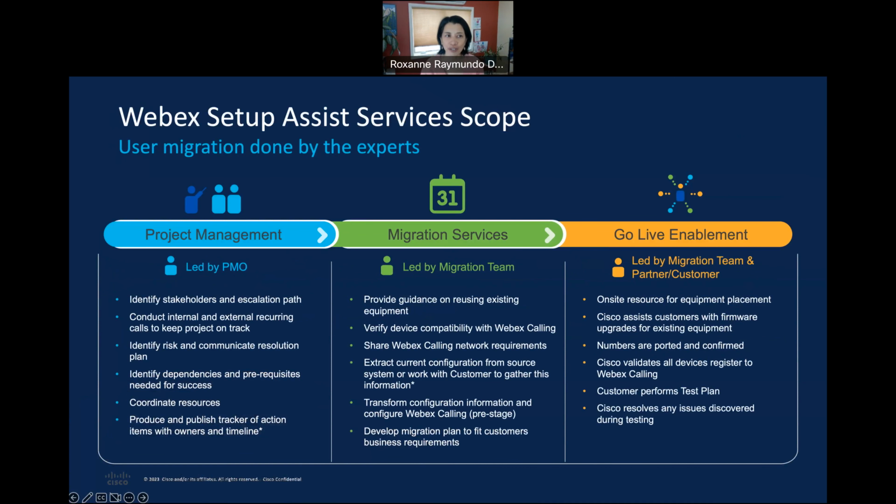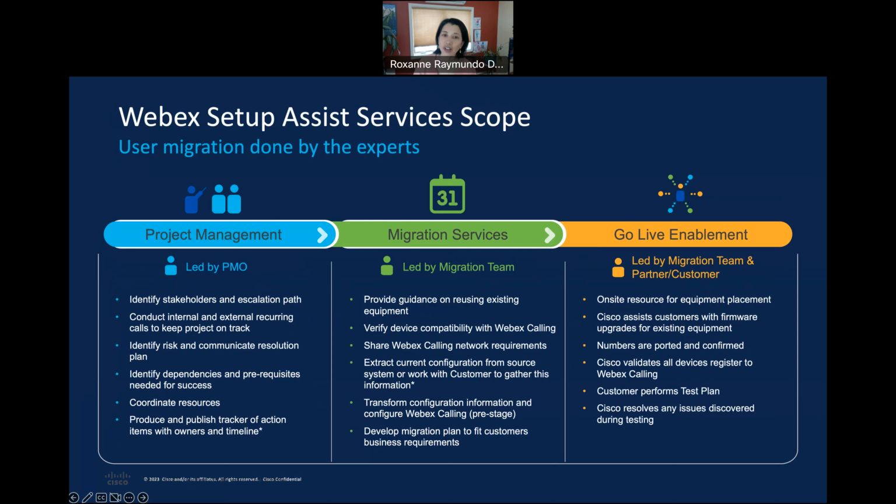From a very high level, there are 3 different areas of the Webex Setup Assist services scope. The first is project management. The project manager will create a project plan based on the customer's requirements and go live date. As part of this, we will identify stakeholders and the escalation path, make sure that we keep the project on track, and identify risks and communicate what the resolution plan is. Also, the PMO will coordinate all the resources that are required.